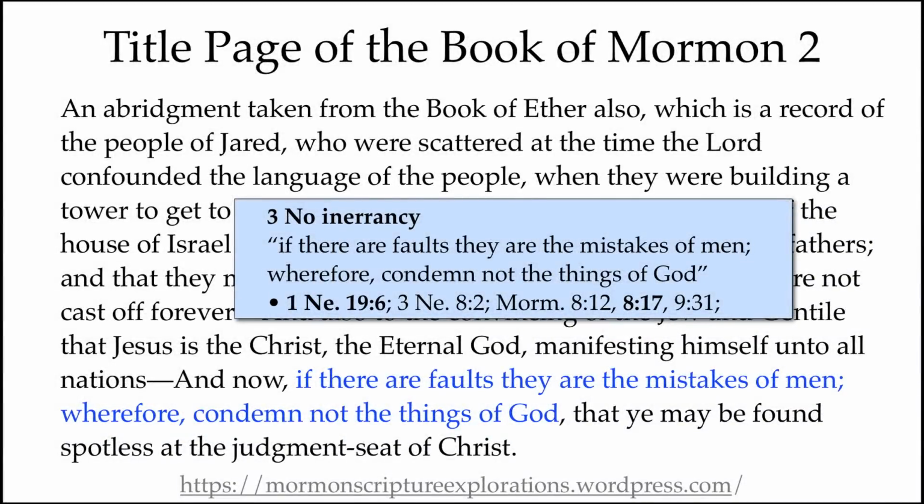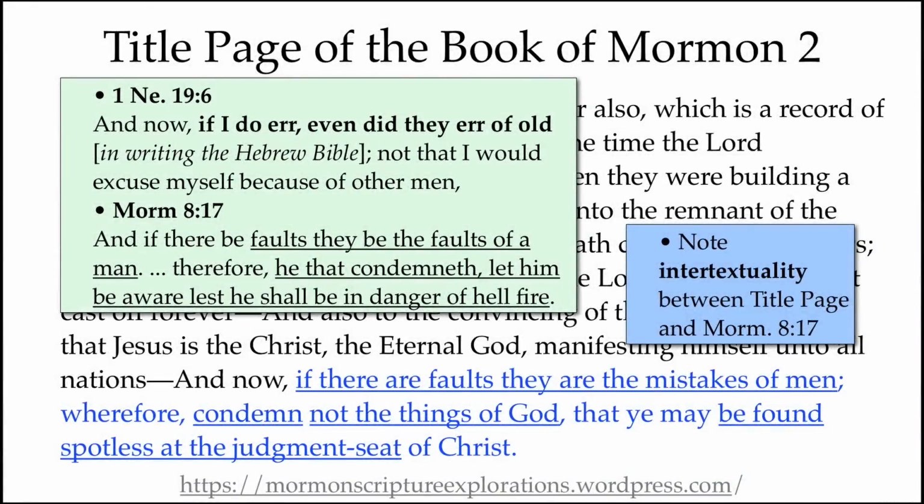Now, another thing that the title page mentions is that it rejects the idea of inerrancy. It specifically says, if there are faults in the Book of Mormon, they are the mistakes of men, wherefore condemn not things of God. That is to say, it expects that the book will have errors in it. It does not claim inerrancy. It rejects that idea, which was an important idea in the 19th century in relationship to Joseph Smith.